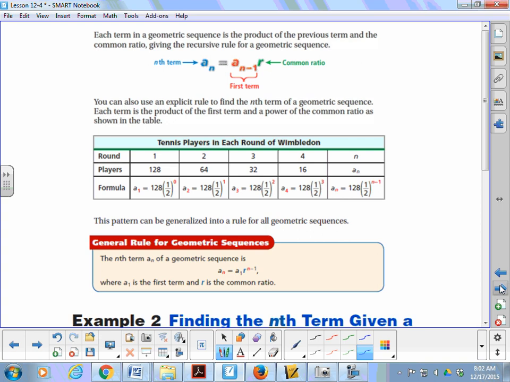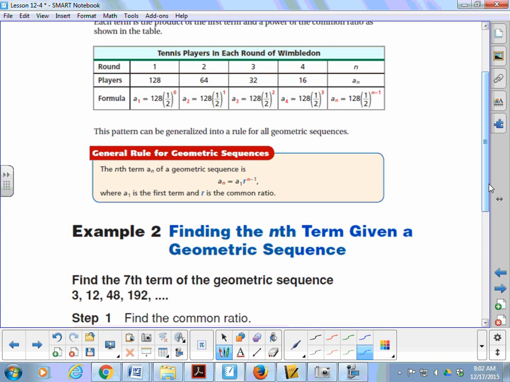But the big thing we want to look at is the general rule for a geometric sequence, which is, I'll write it bigger, a sub n equals a sub 1 times r to the n minus 1 power. Where a sub 1 is our first term, and r is the common ratio.